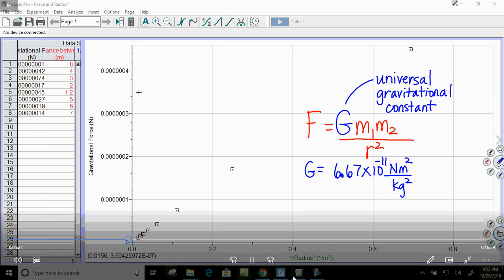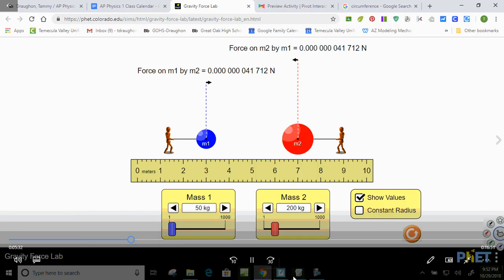So now we should go back to the PhET and make sure that we understand how all of these numbers work together. So let's use the example that's on the screen because I think that's what I did earlier. So F is equal to G m1 m2 over r squared. So the G is 6.67 times 10 to the negative 11 Newton meter squared over kilogram squared. And we're going to use the values of mass 1 and mass 2 that are on the screen and the radius that's on the screen.